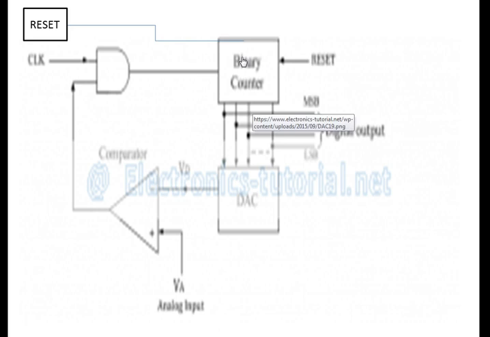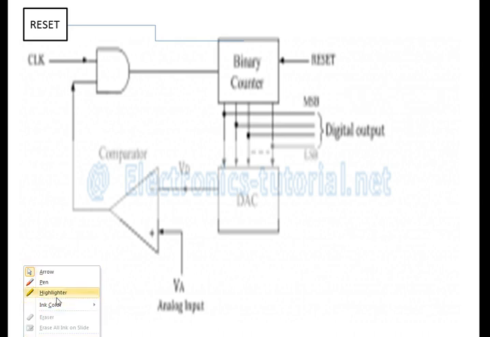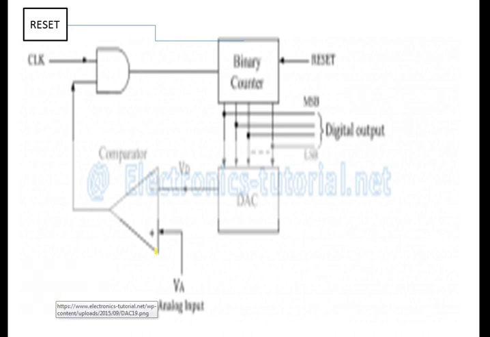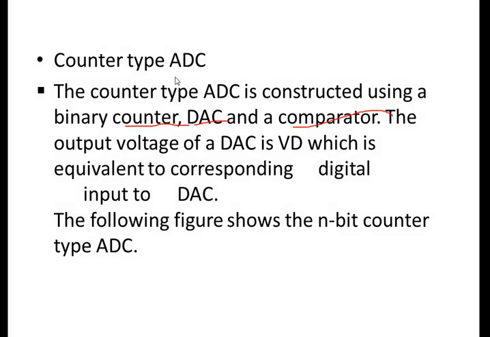Here it uses these components: this is the binary counter, here I have the DAC, and this is the comparator circuit, and this is the AND gate. In the note it is given that the output voltage of the DAC is VD, which is equivalent to the corresponding digital input to the DAC.